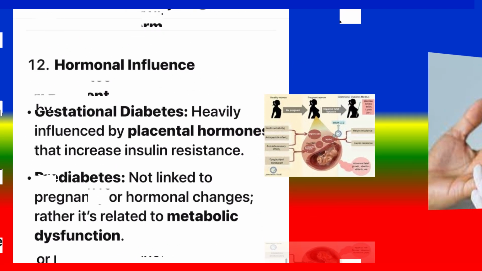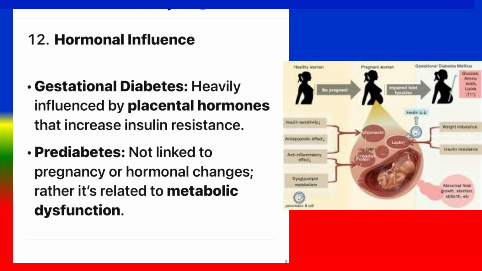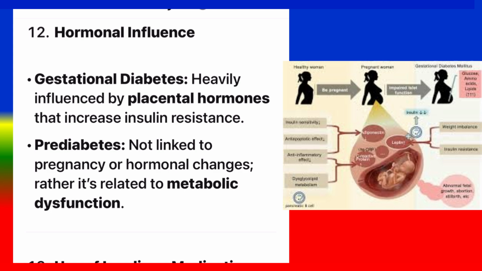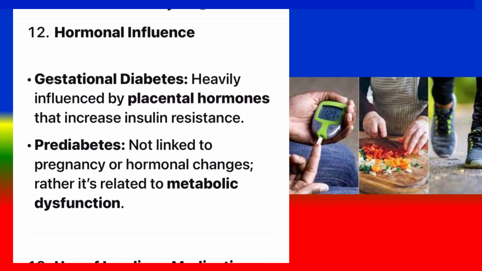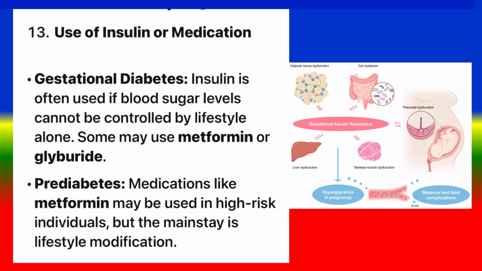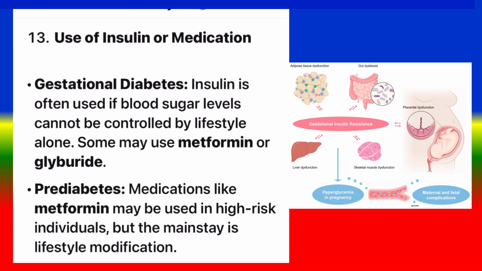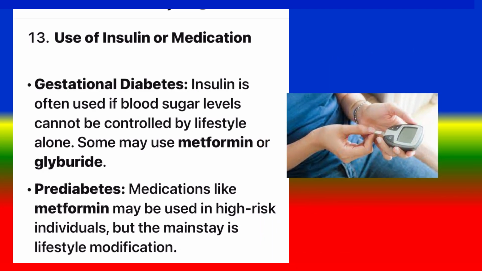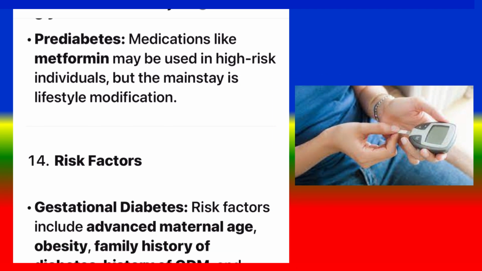12. Hormonal influence. Gestational diabetes is heavily influenced by placental hormones that increase insulin resistance. Prediabetes is not linked to pregnancy or hormonal changes. Rather, it's related to metabolic dysfunction. 13. Use of insulin or medication. Gestational diabetes: insulin is often used if blood sugar levels cannot be controlled by lifestyle alone. Some may use metformin or glyburide. Prediabetes: medications like metformin may be used in high-risk individuals, but the mainstay is lifestyle modification.